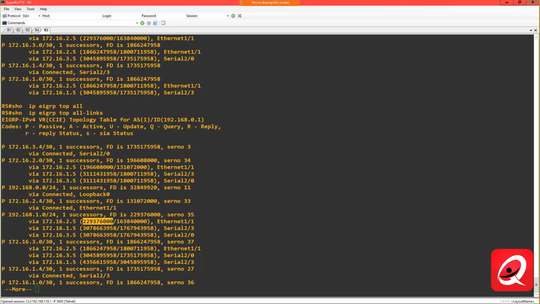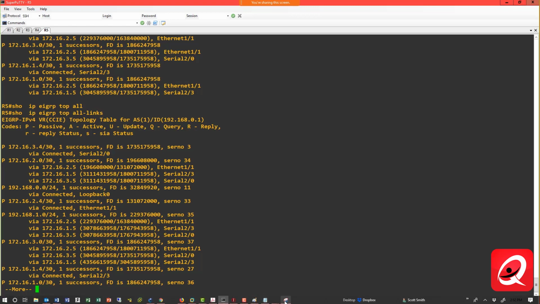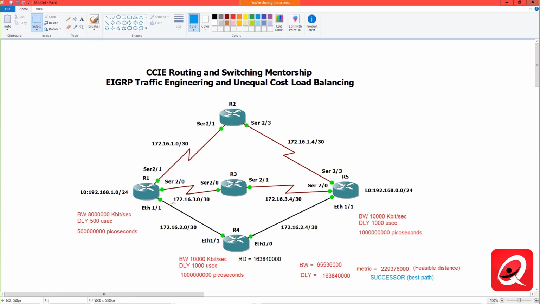Remember, the overall path metric, which is the feasible distance, is what is going to be used to choose the best path to a destination. And that becomes the successor. Feasible distance, which is essentially the metric, is how we measure the distance to that particular path. And we can see here that clearly this path has a lower overall feasible distance than these two paths here.